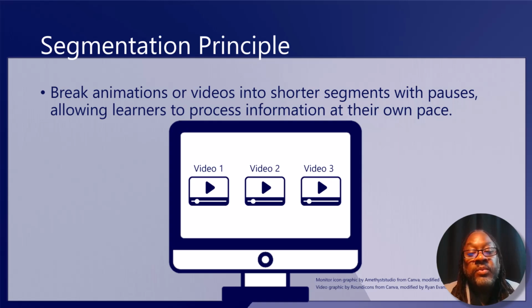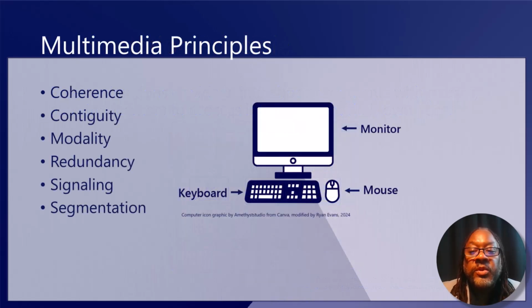And the segmentation principle says to break down animations or videos into shorter segments with pauses, allowing learners to process information at their own pace, which is ideal for self-directed learning. These principles collectively aim to optimize cognitive processing, enhance learning outcomes, and align multimedia content with how learners best acquire and retain information.